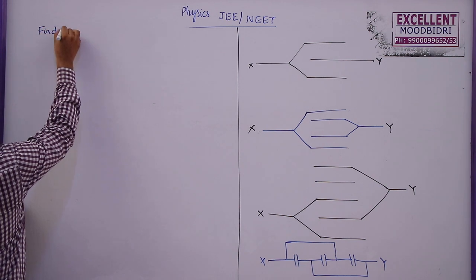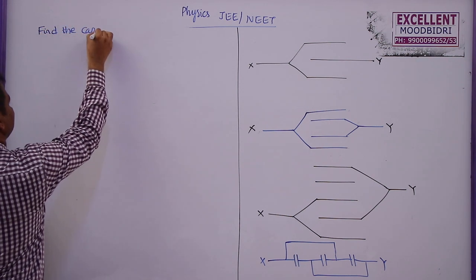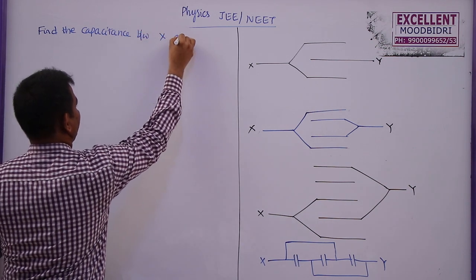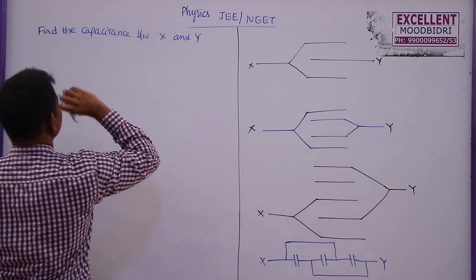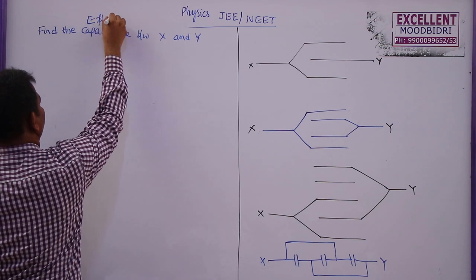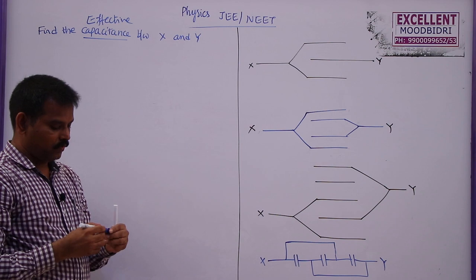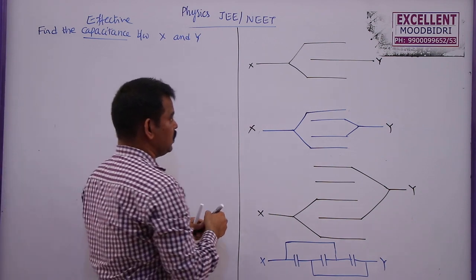Find the capacitance between X and Y in these diagrams. So this is effective capacitance. When these type of problems are given, remember these are the plates here.